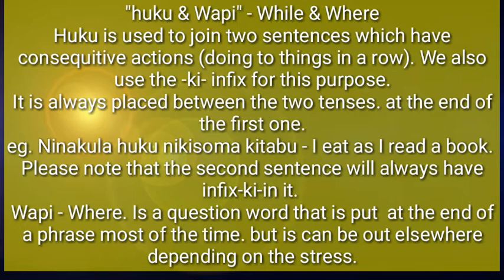And then huku and wapi, where to place them. Huku means while, and wapi is where. Huku is used to join two sentences which have consecutive actions, which means doing two things in a row. We also use the infix -ki for this purpose. It is always placed in between the two phrases, i.e. at the end of the first one.